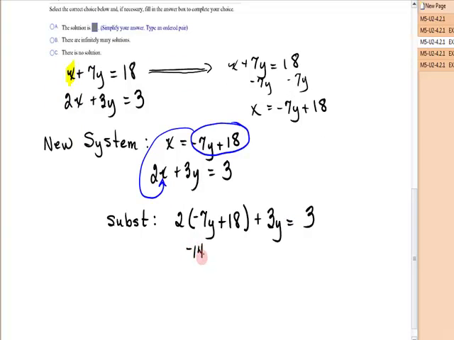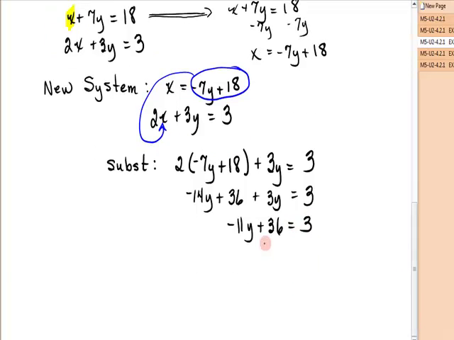That gives me negative 14y plus 36, distributing the 2, plus 3y is equal to 3. Combine like terms, I have negative 11y plus 36 is equal to 3. Subtract 36 from both sides, and I have negative 11y is negative 33. That looks good, it's divisible. Y is positive 3.